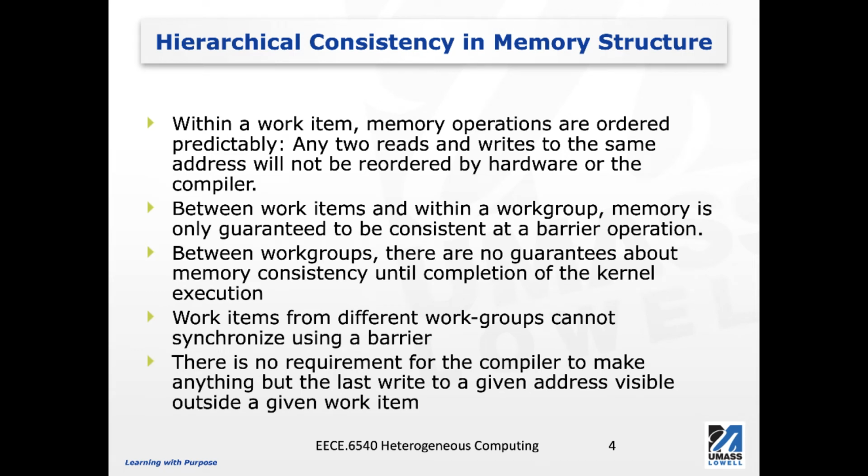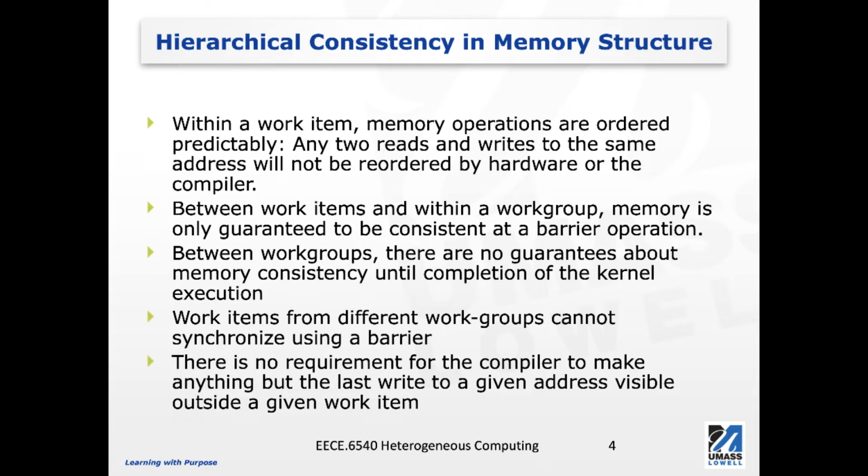The memory structures follow such a hierarchical consistency model. Within a work item, the memory operations are ordered predictably. Any two reads and writes to the same address will not be reordered by hardware or by the compiler. Between the work items and within a work group, memory is only guaranteed to be consistent at a barrier operation, and we'll explain what a barrier operation is shortly.